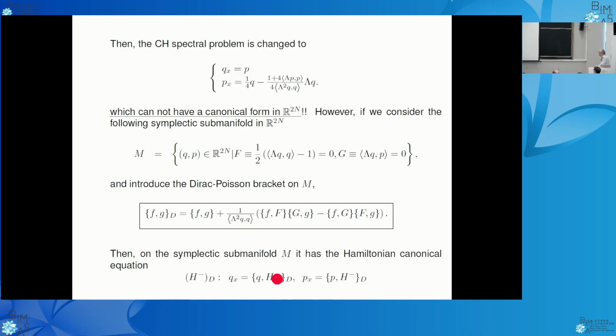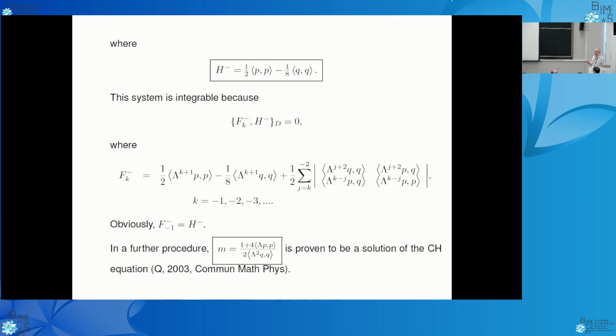So what is H minus? Under our new structure, H minus is very, very simple. Let me show you: you see here, a very simple form, because you use the Dirac Poisson bracket. Now we need to verify that the system is integrable in the Liouville sense under the Dirac Poisson bracket. So you need to find a system of functions such that the Poisson bracket with H minus is 0. I say it again, H minus stands for the integrable flow in the negative direction.